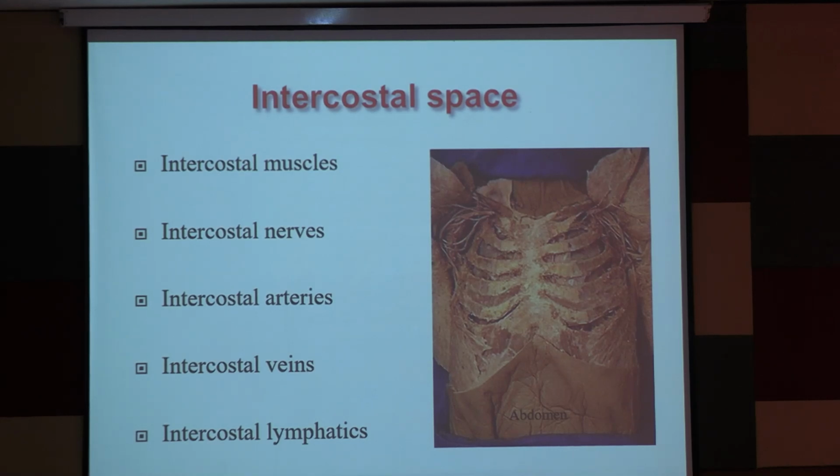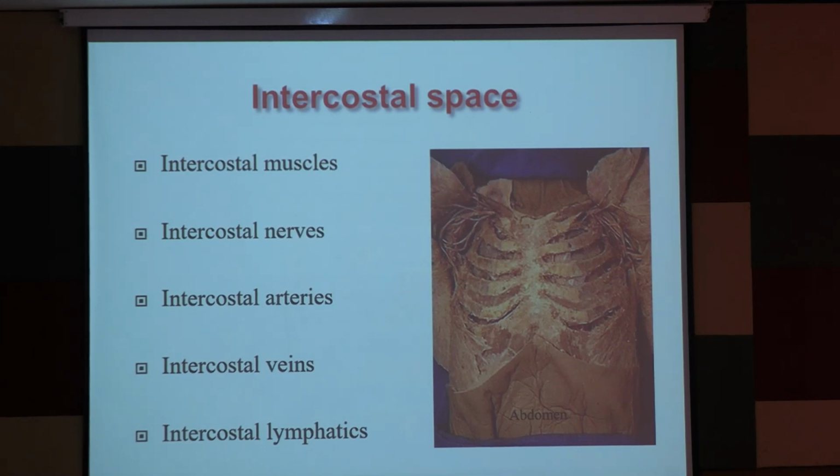Each intercostal space is housed with some muscles, some nerves, some arteries, some veins, some lymphatics. The good thing for us is that whatever the space, whatever the muscles, whatever the content, we just add the word intercostal, and that covers the name. Intercostal muscle, intercostal nerve, intercostal vein, intercostal artery, etc. So let's take one at a time and talk about intercostal muscles.